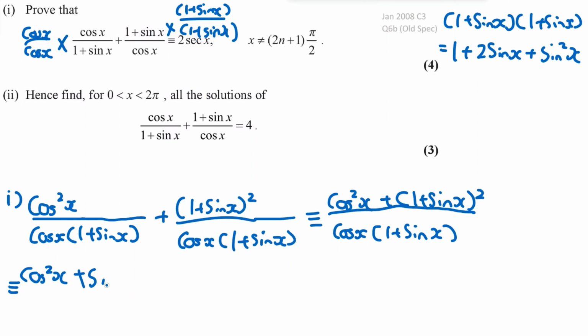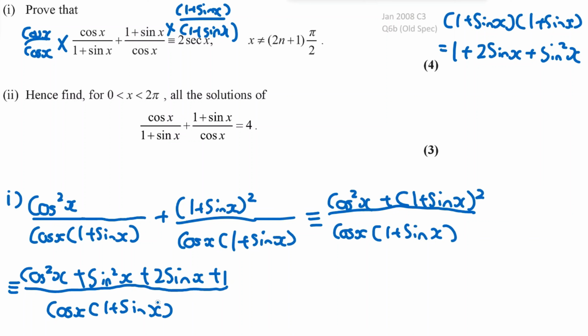So it's going to be sin squared x plus 2 sin x plus 1, and this is over the cos x (1 plus sin x), like this. Now for questions like this, you should always be looking out for the identity that sin squared x plus cos squared x is equivalent to 1 in some way, and see if you can somehow find this identity. And you can see that we have it here. We have cos squared x plus sin squared x, like this. So this here is equal to 1, and therefore it's going to be 1 plus 1, like this.